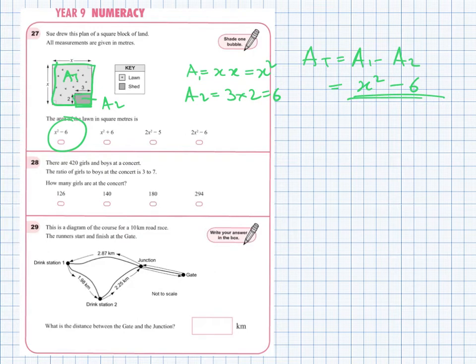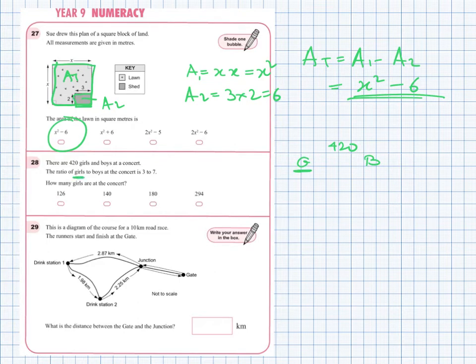So next one, 28. There are 420 girls and boys at the concert. So the total is 420 of girls and boys together. So the ratio of girls to boys, please note, girls first.